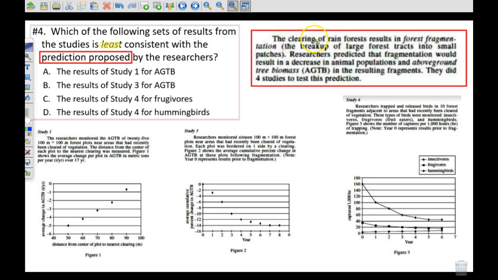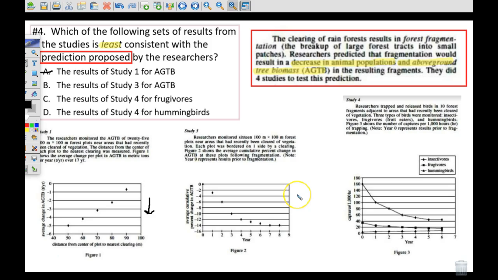So the prediction was the clearing of rainforest results in forest fragmentation. Researchers predicted that fragmentation will result in a decrease in animal populations and above-ground tree biomass. So researchers are predicting a decrease in population in both plant life and animal life. In study number 1, it looks as if the average change in AGTB decreased. So study 1 is consistent with the prediction. So A is not a viable answer.